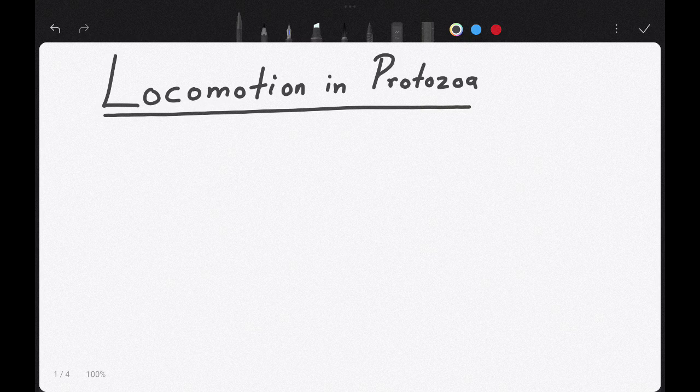Hello everyone, today we will discuss locomotion in Protozoa. So first we need to learn what locomotion is.